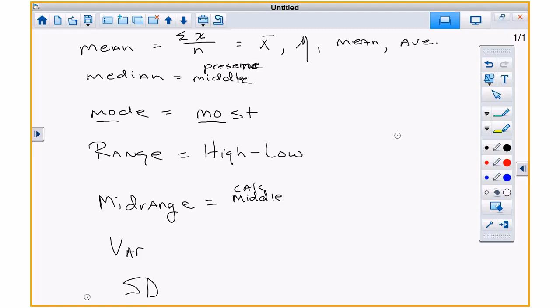The presence. Meaning that if you put your numbers in order, you have five numbers, the third number is the middle. Okay? Is it calculated? No, it's observed. It's sitting there, right there. So if you've got four numbers, you find the middle ones. If n is odd, you just pick the middle. If n is even, you take the average of the two middle numbers, like you said.